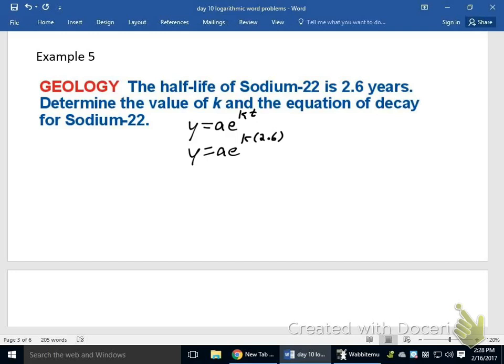Also, I would know that if I were to divide both sides by the a value, this is going to be a ratio of 1/2 because it's half-life. There's only half as much of it now, y, as there was previously, a. So if a was 1, y would be 1/2. So 1/2 divided by 1 is 1/2. So I'm going to write that 1/2 over here.